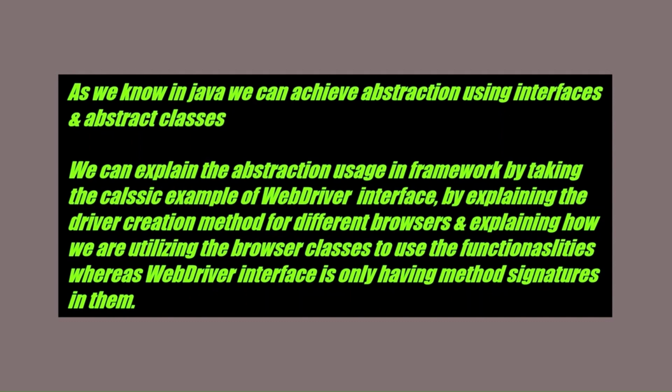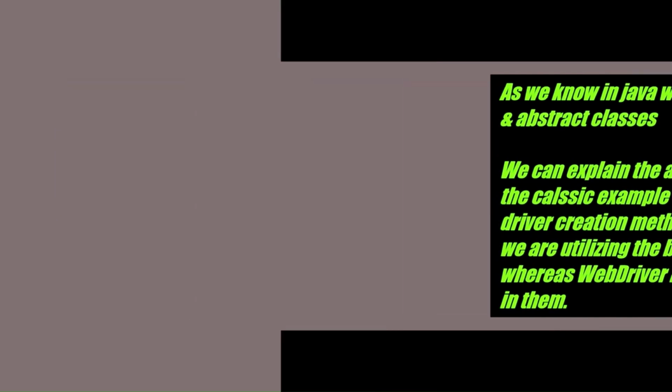The very simple example will be the use of interfaces, taking the classic example of the WebDriver interface. As we all know, WebDriver is an interface, so you can explain that you have used WebDriver driver equal to new ChromeDriver, FirefoxDriver, whatever it is, and then you can explain that this is how I have used interfaces in my automation framework. Now let us see the real example.